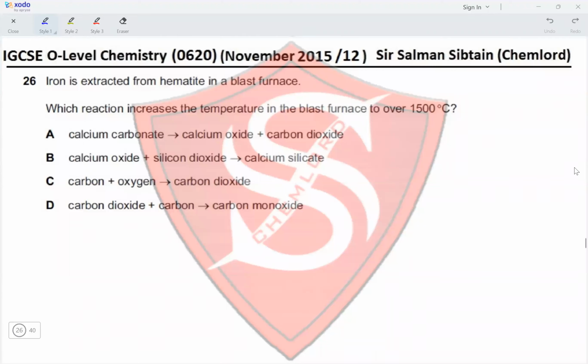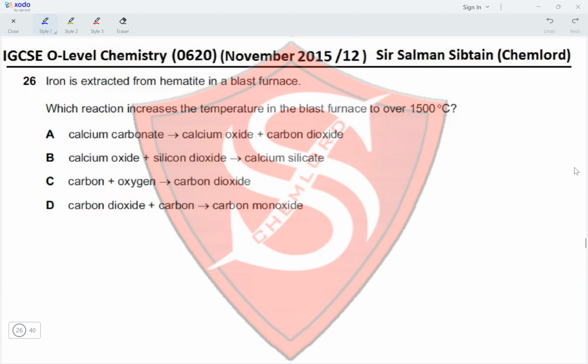Question 26. Iron is extracted from hematite in a blast furnace. Which reaction increases the temperature in the blast furnace to over 1500 degrees Celsius? Calcium carbonate giving calcium oxide plus carbon dioxide?